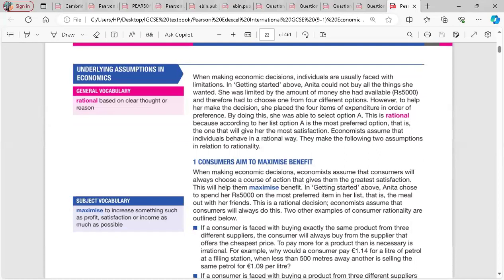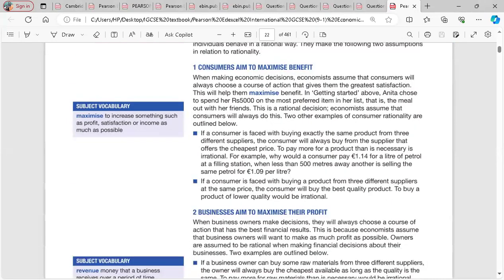So here we're going to go to the first question, the first one: consumers aim to maximize benefit. So consumers make decisions, yes or no? If we talk about consumers, basically we're talking about the price of the product. They make decisions about price and they make decisions about quality. So let's read. When making economic decisions, economists assume that consumers will always choose a course of action that gives them the greatest satisfaction. This will help them to maximize benefits.